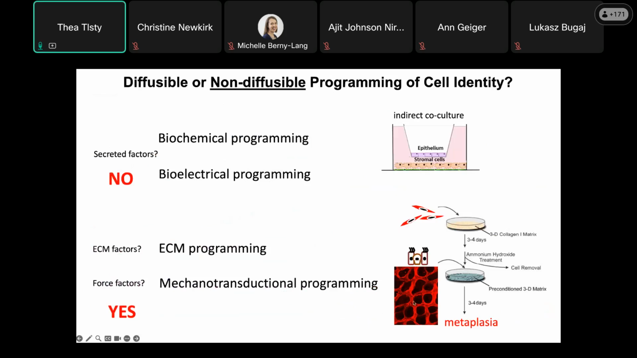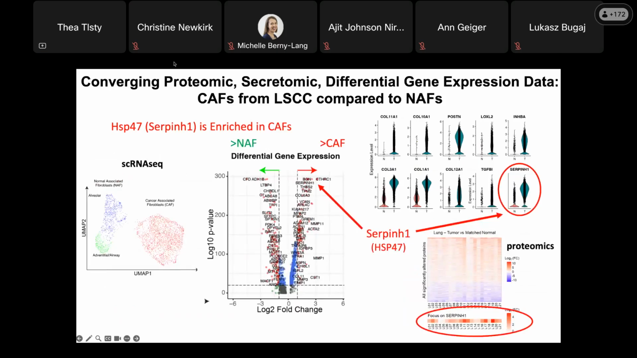Remember the experiments I showed you about ECM. If you take the normal bronchial epithelial cells and put them on the decellularized ECM of the calf, you now induce metaplasia. And so we took this further and we converged our proteomic data, our secretomic data, and all of the single cell sequencing data, comparing the fibro calves with the normal fibroblasts. You'll notice there's a lot of collagen chatter here. And we focused on SERPIN-H1, otherwise known as HSP47. Why? This is a chaperone that's necessary for collagen maturation.